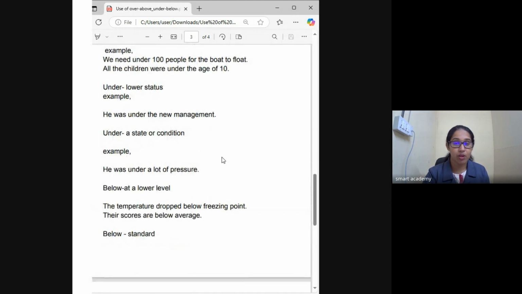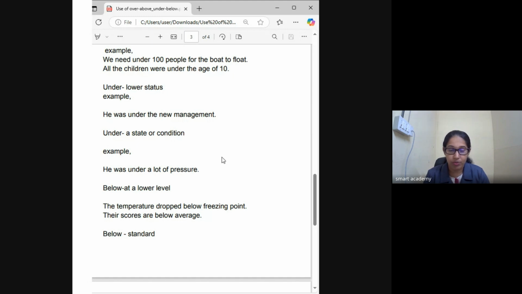The next one, below. What's the use of below? It is used for a lower level. No need to be in direct contact between these two. It can be anywhere, but it must be lower. The temperature dropped below freezing point.